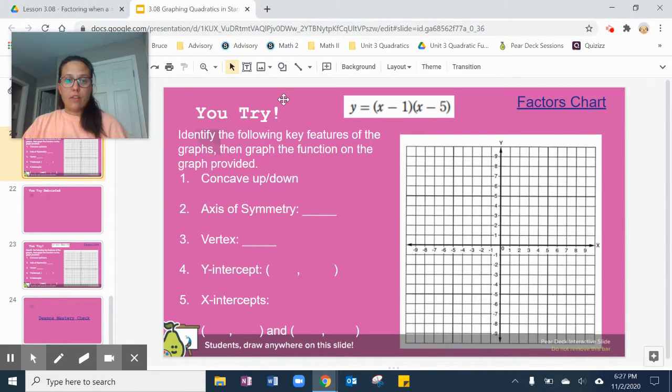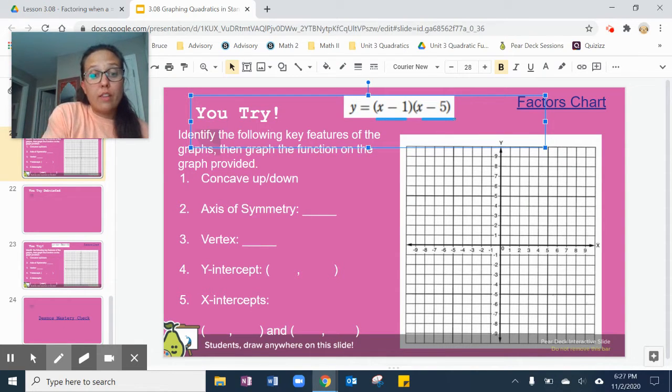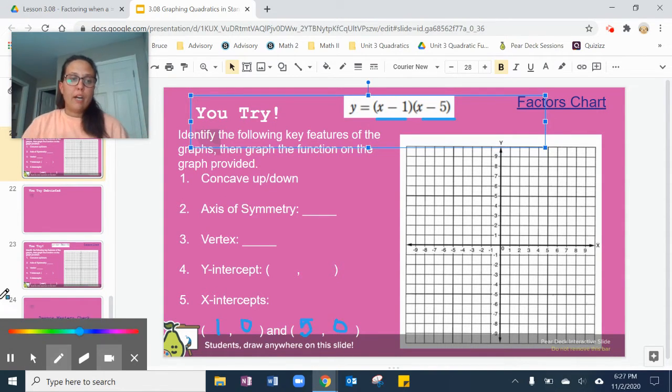So we are being given the quadratic function in factored form, which allows us to find the x-intercepts a lot quicker. So we'll sort of work backwards. If we have x minus 1 and x minus 5, we know that their zeros are going to be the opposite, right? So (1, 0) and (5, 0). But for the rest of this, we're going to need to put this into standard form.